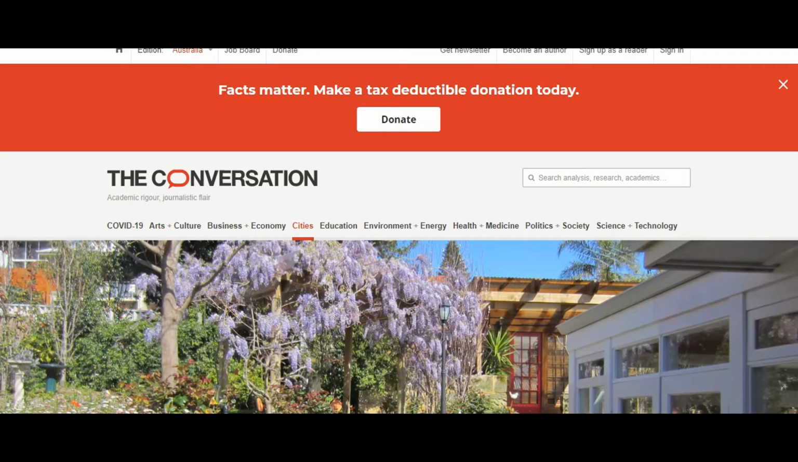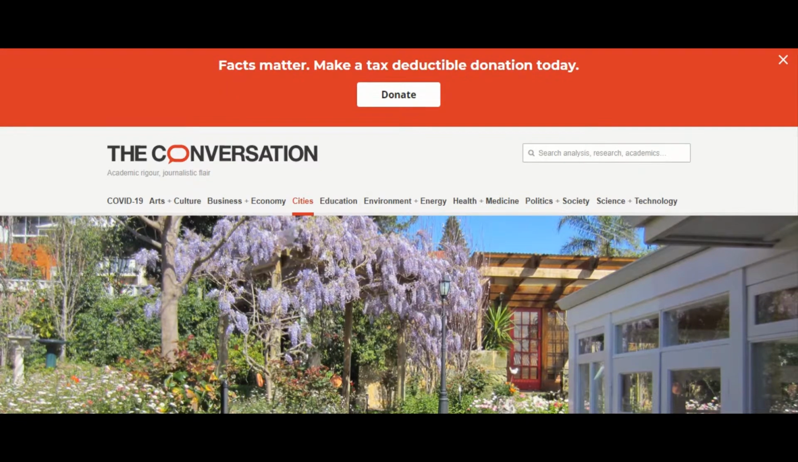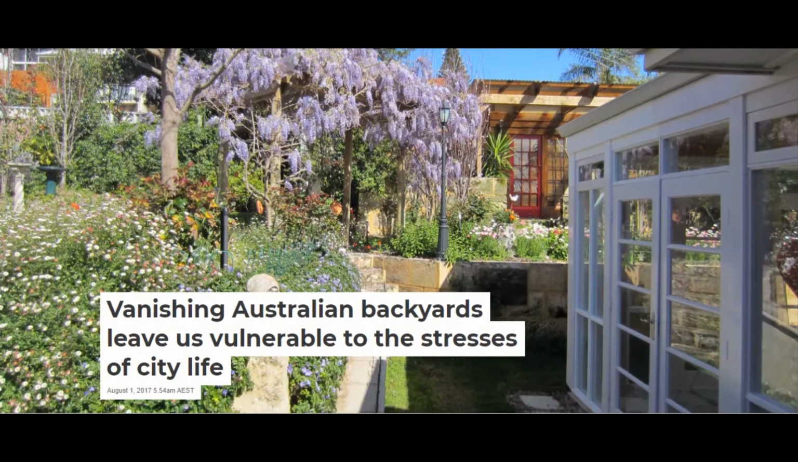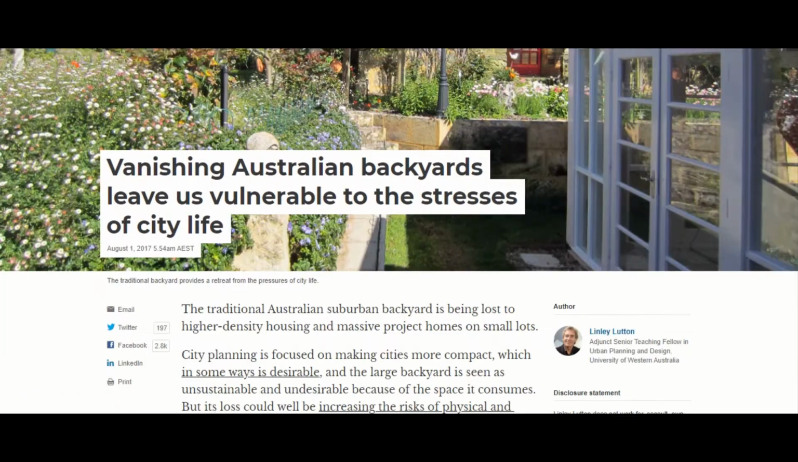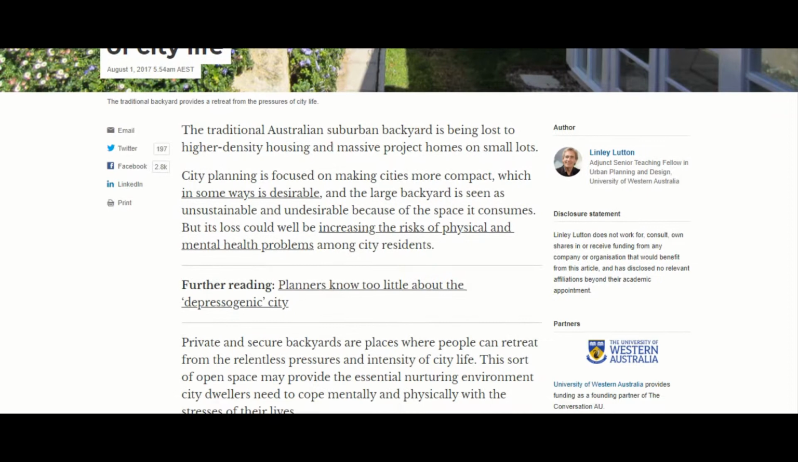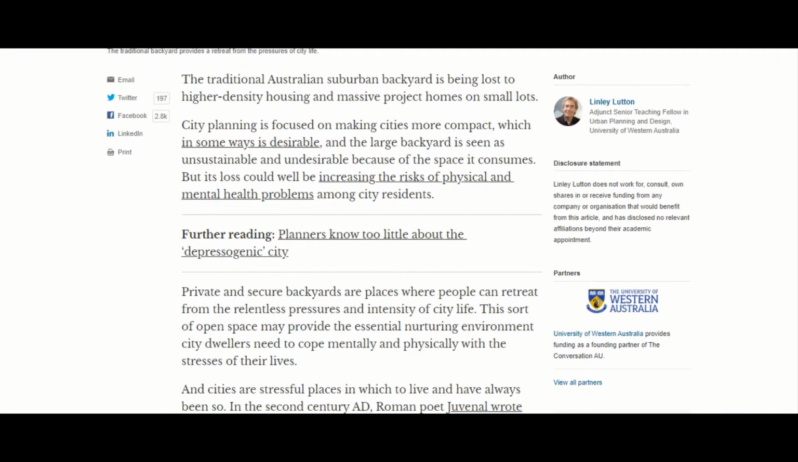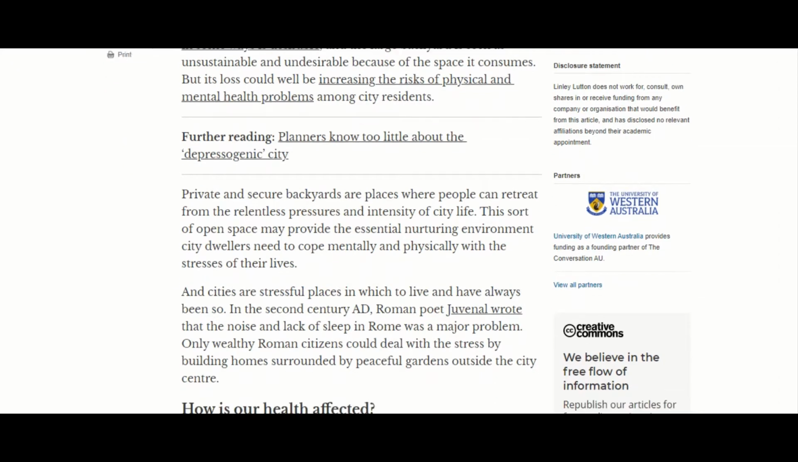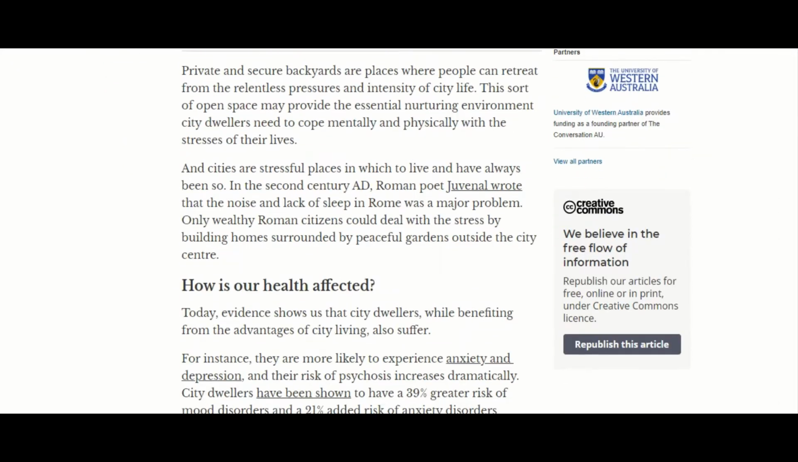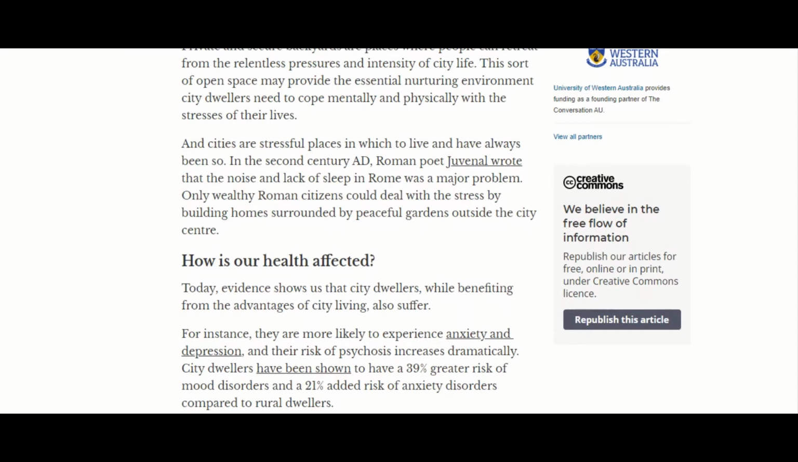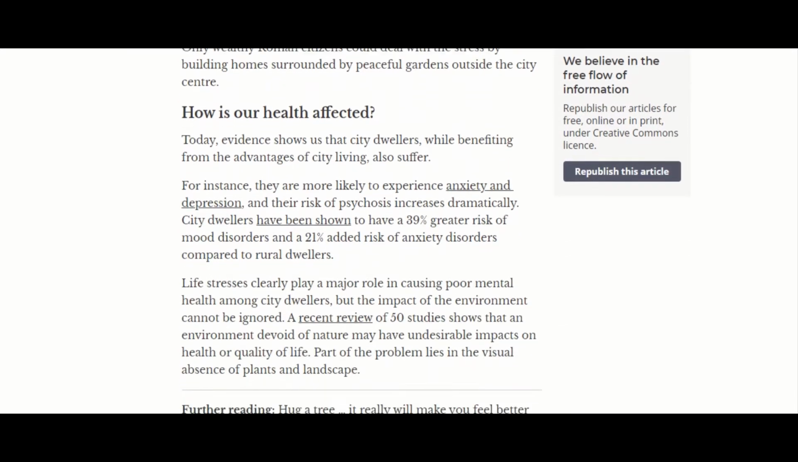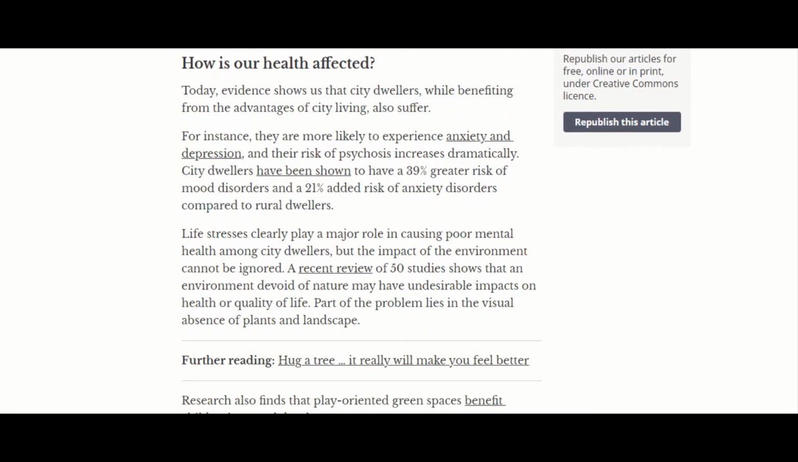So this website called The Conversation had an entire article about vanishing backyards. Stresses us out. The traditional Australian suburban backyard is being lost to high density housing. Cities are stressful places and you reduce that stress by spending time in nature, but people don't really because they don't have any backyards.